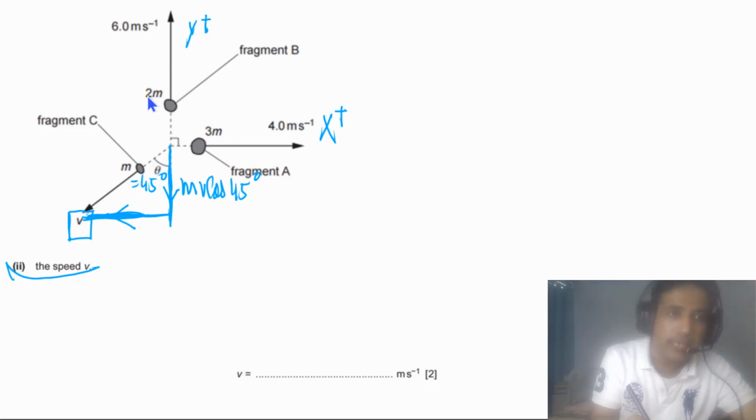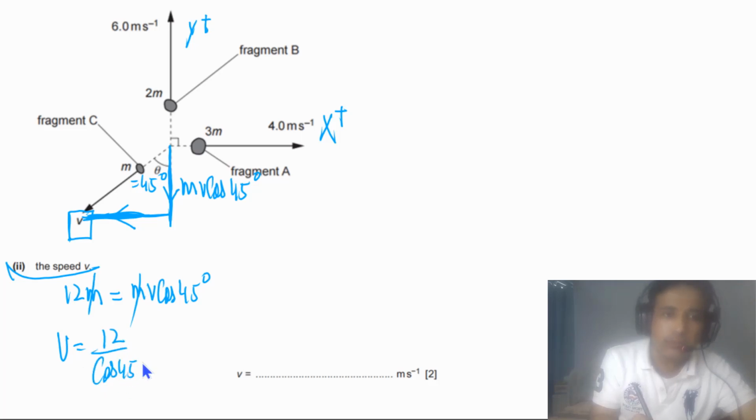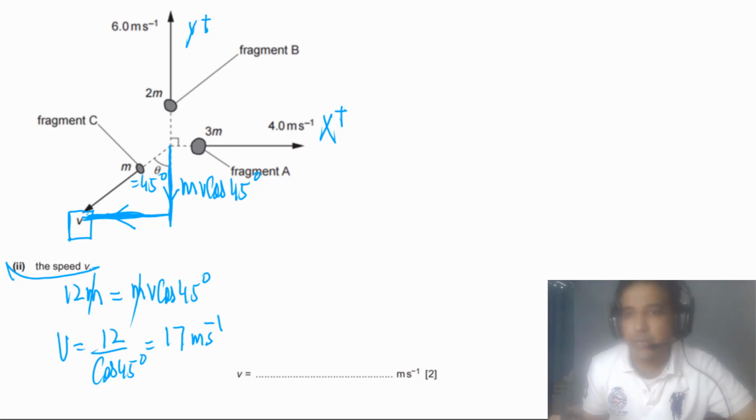Along y we have 6 times 2m, so this is equal to 12m. 12m is equal to mv cosine of 45 degrees. So m we can cancel with m. So v in this case is equal to 12 divided by cosine of 45 degrees. So our final answer is equal to 17 meters per second. This is the answer up to SF.